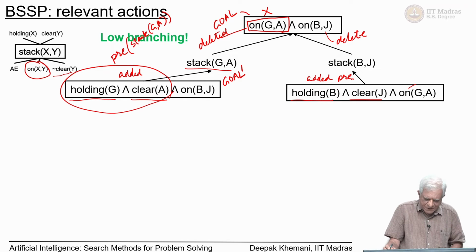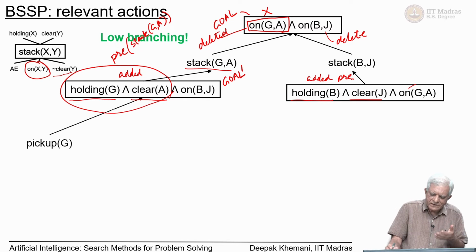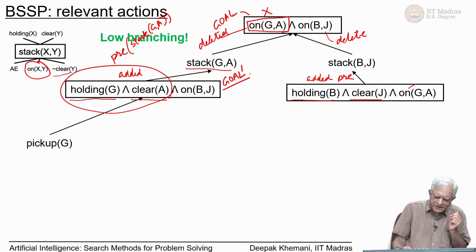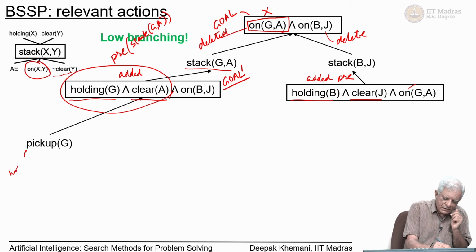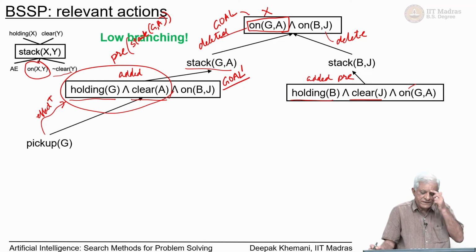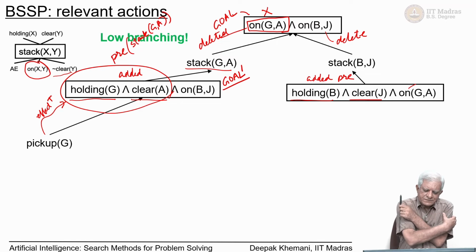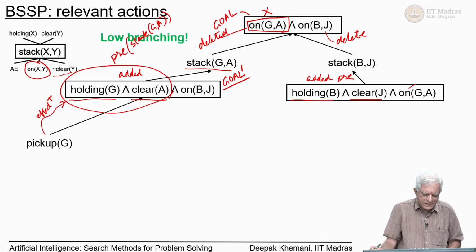Now, if you are doing backward state space search, then you will say, okay, how do I achieve this new goal which I have called goal prime? You could do various actions. You could say pick up G. Why is pick up G relevant? Because its positive effect is that you will be holding G, and holding G is in your goal, or in your sub goal essentially.